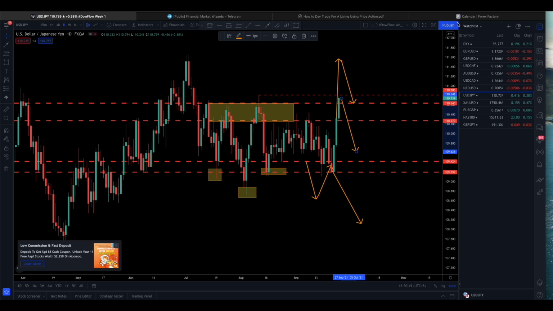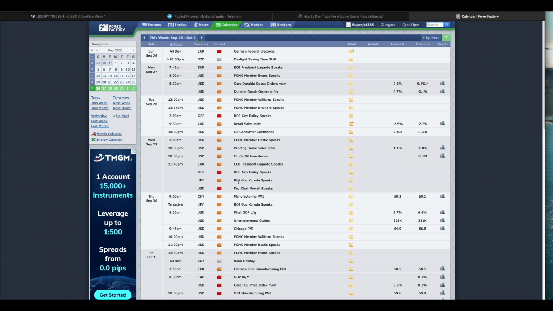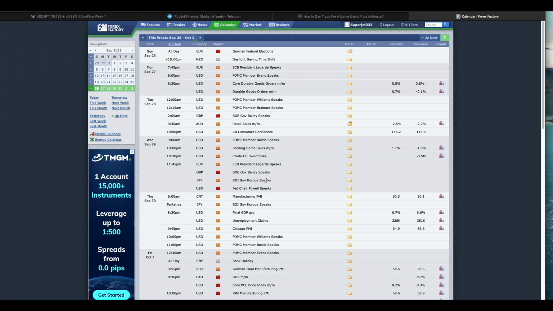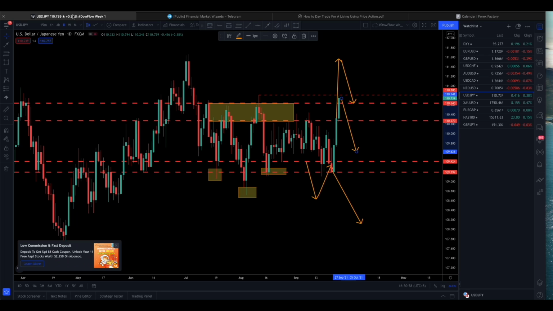I do not know what will happen next week, and remember we have BOJ. We have BOJ speaking. The governor of BOJ is speaking, so just be very careful. This might be a big fake out, so we really must see a big break of this level if you want to go long. If you don't see that, then please do not go long.